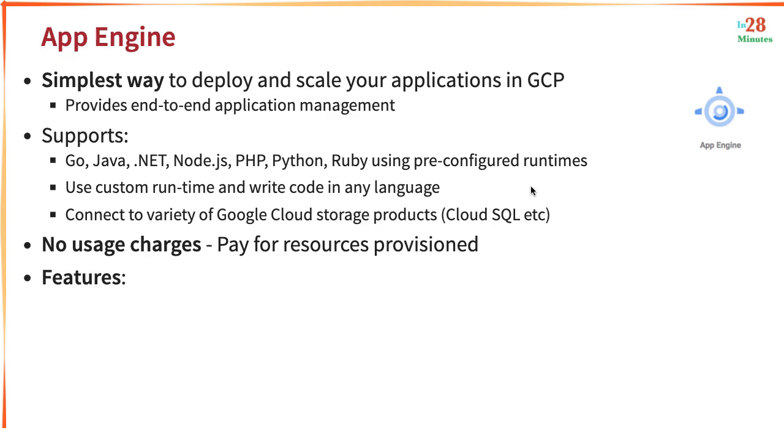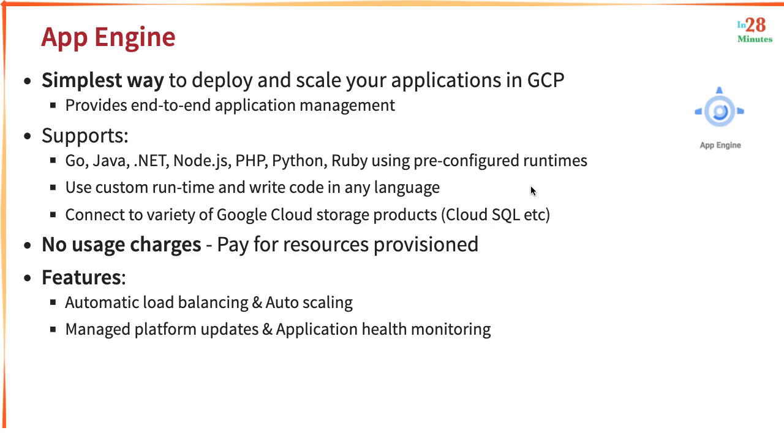Some of the important features of App Engine include automatic load balancing and automatic scaling. So you can say this is the application I would want to run, and it can auto scale to as many users as you would want. App Engine would automatically increase the number of instances where your application is running and also automatically load balance between them. App Engine can take care of the platform updates and also monitor the health of the application.